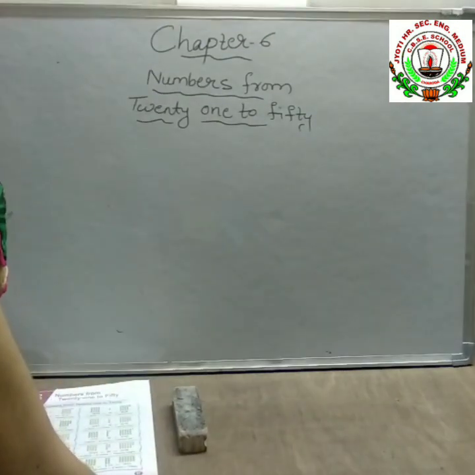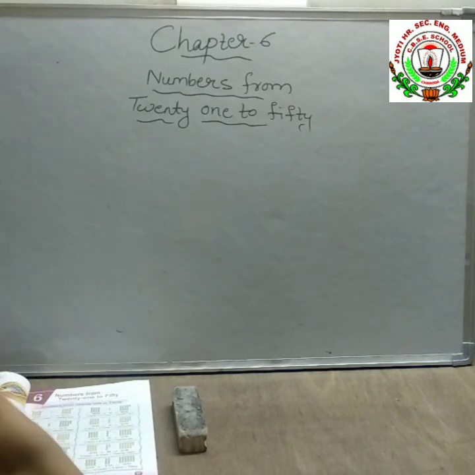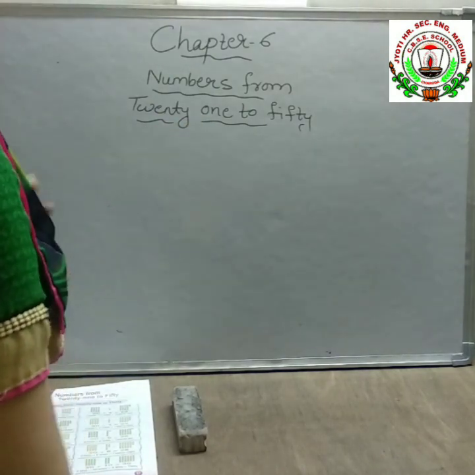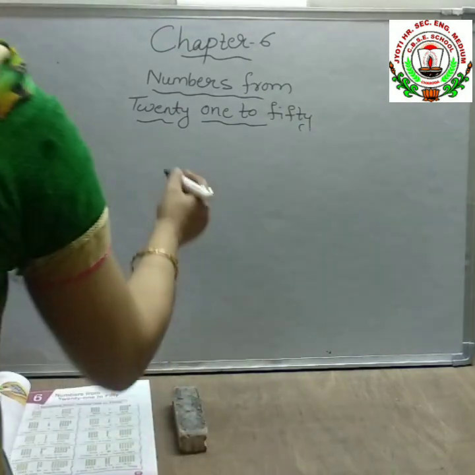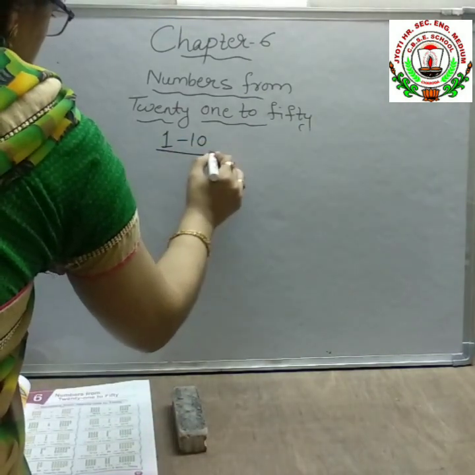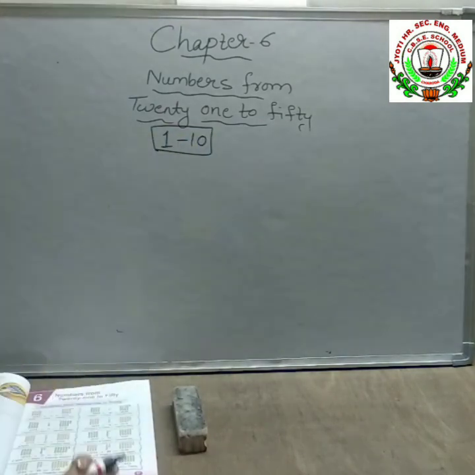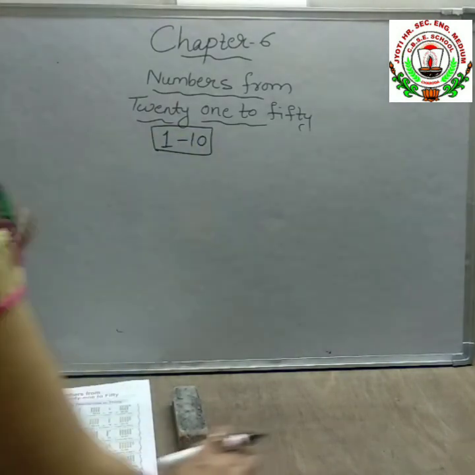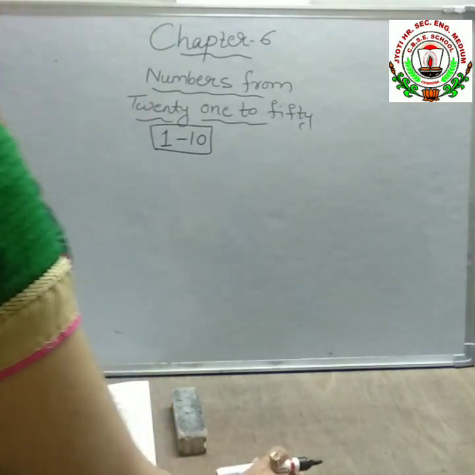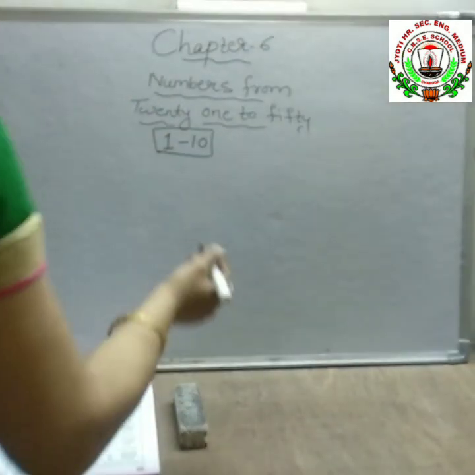Today I am going to start your chapter number 6, numbers from 21 to 50. In this chapter, first I will tell you about the spelling from 21 to 50. Students, I have told you in your previous chapter the spelling from 1 to 10. I hope all the students know the spelling from 1 to 10. Today I am starting to tell the spelling from 21 to 50.